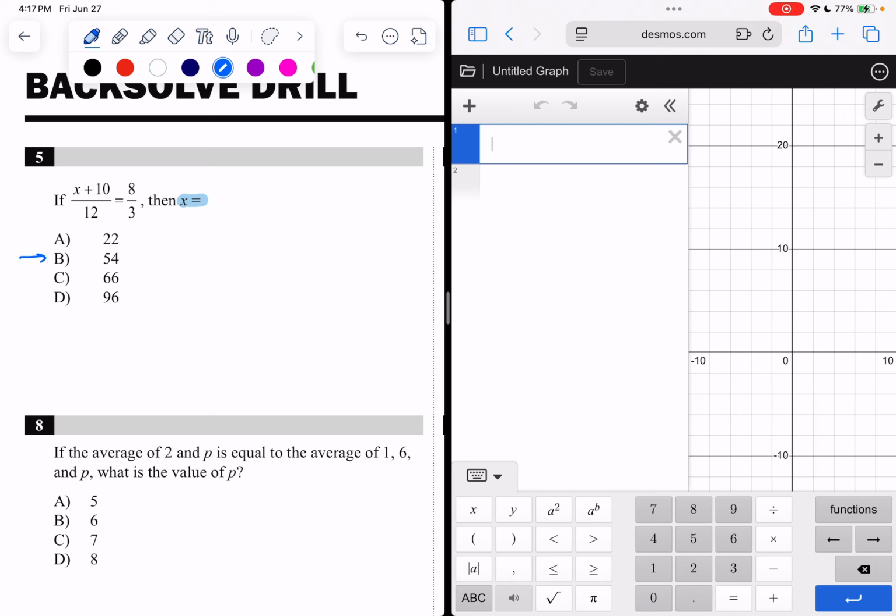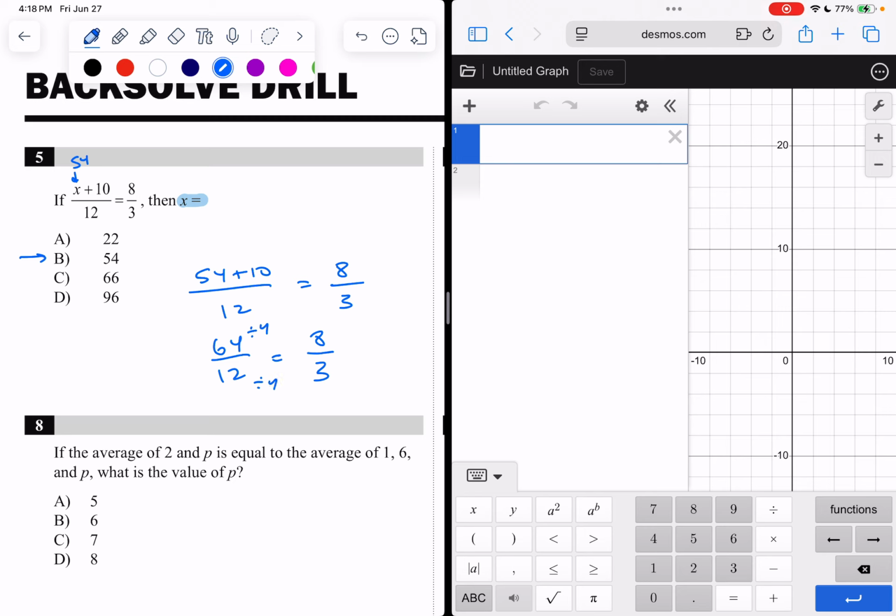Pop it back in and see if it works. See if we can make the left-hand side equal 8 over 3. So instead of x, I'm going to put in 54. So I'll have 54 plus 10 over 12 equals 8 over 3. So that will mean 64 over 12 equals 8 over 3. Now I have some options. I can reduce the left-hand side by 4. I can divide the top by 4 and divide the bottom by 4 and see if I get 8 over 3.